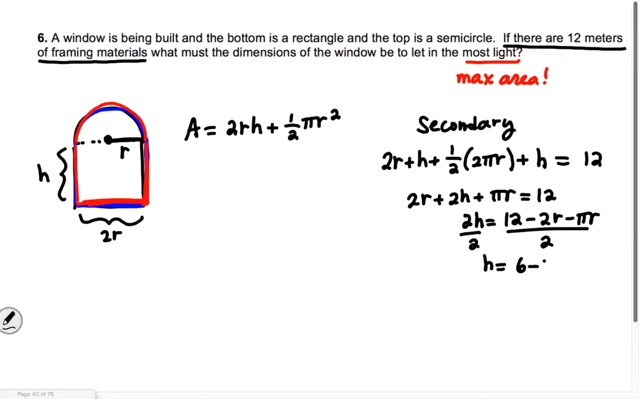So I could write that as 6 minus r minus pi over 2r, which is okay because we're going to multiply by 2 in a second anyway. So it'll be nice. Did you rearrange the secondary equation? I did. I rearranged the secondary equation, yeah.